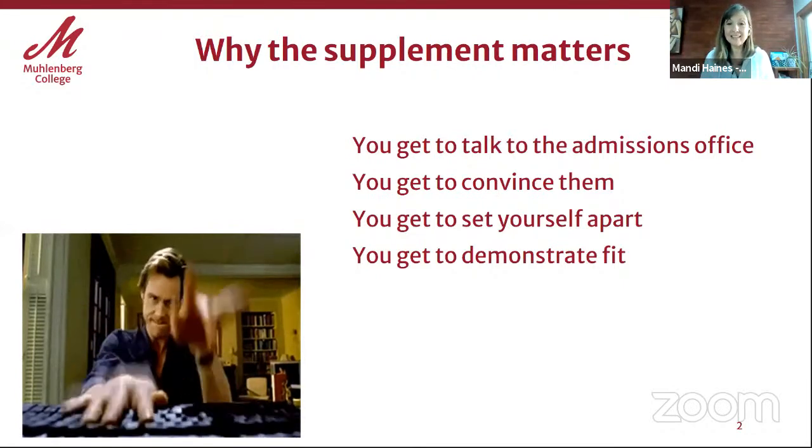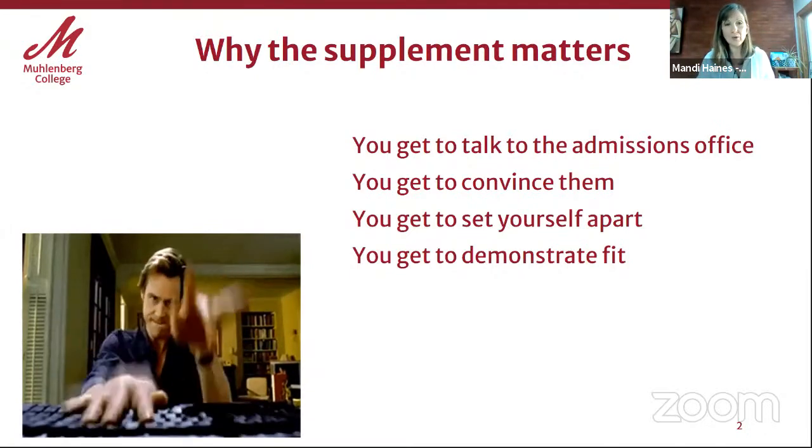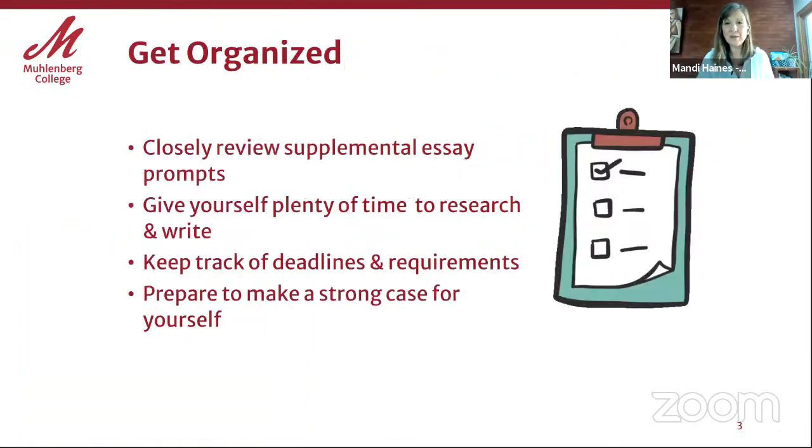And then finally, it's another way for you to demonstrate why you are a good fit for our institution. So you want to make sure that you're really taking time to think about these supplemental essays and to really strategize. So before you ever get started with writing your why this major essay, you've got to get yourself organized.